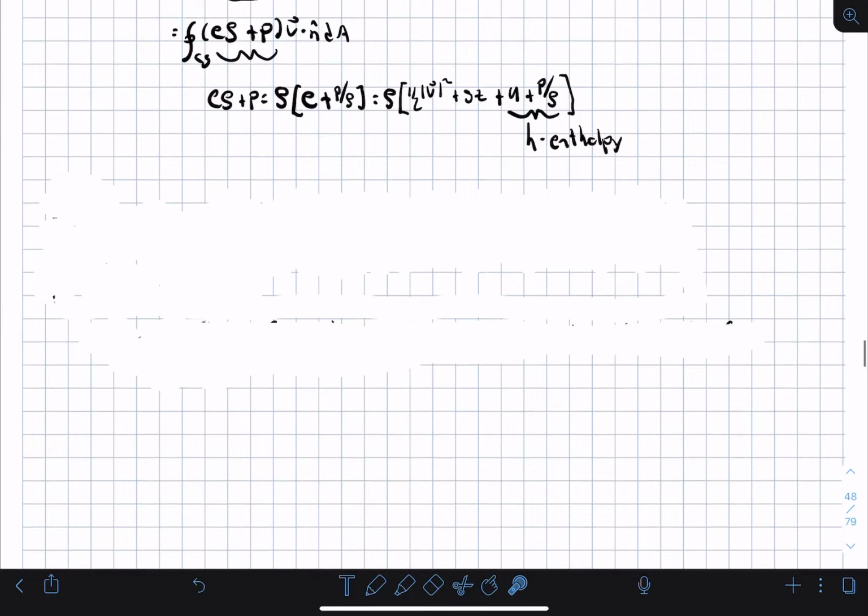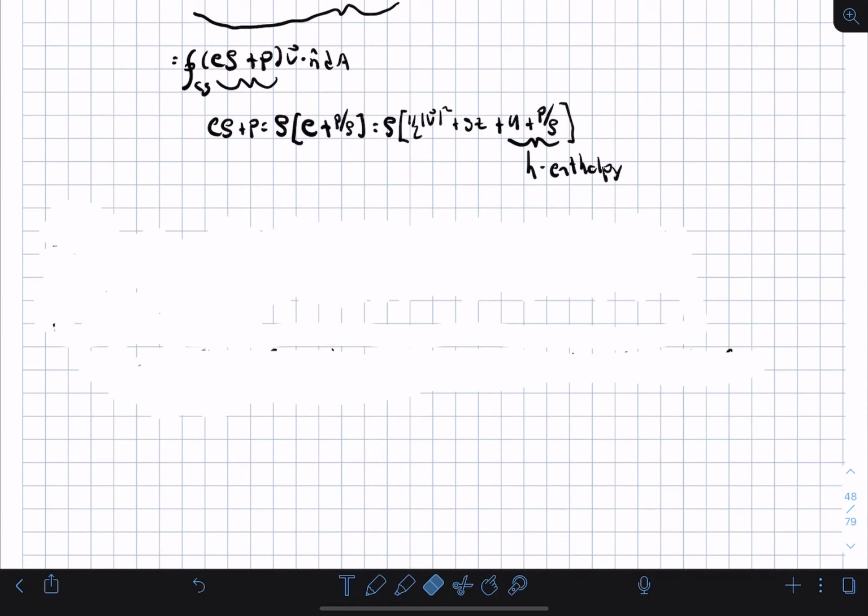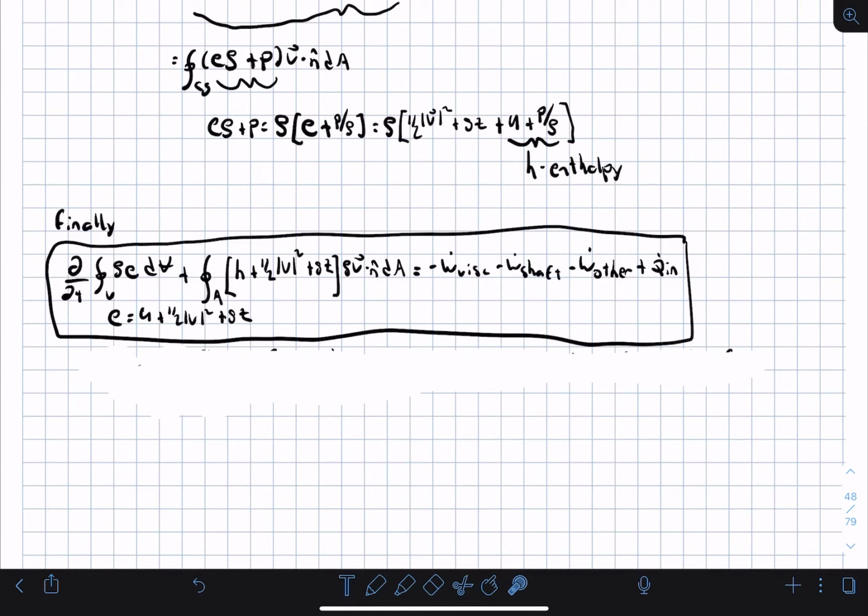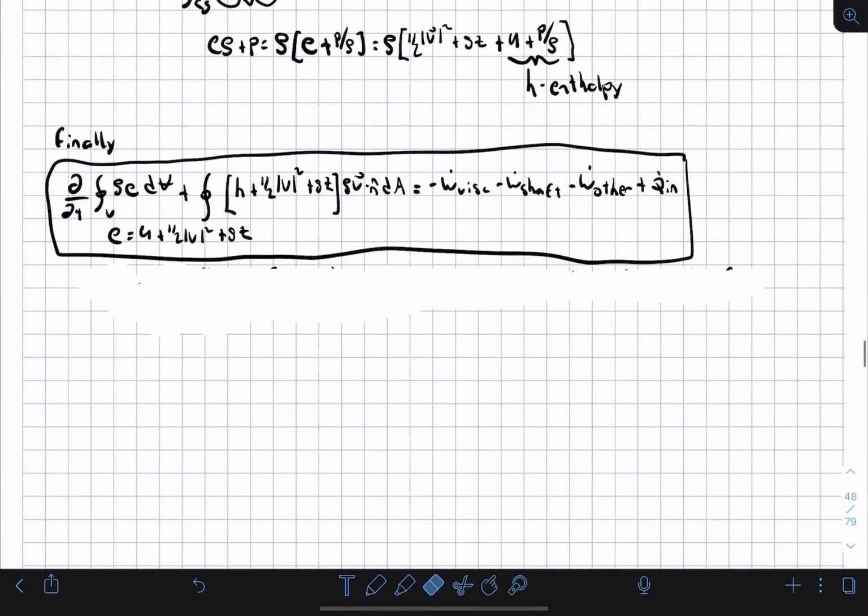Okay, so finally, we have our first law for a control volume. It's just the time rate change of energy accumulating in the control volume plus the net flow of energy through the control surface, and that is enthalpy plus the kinetic energy plus the potential energy, and minus all the work going out plus all the heat going in.